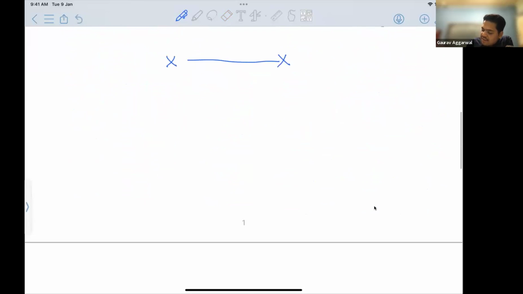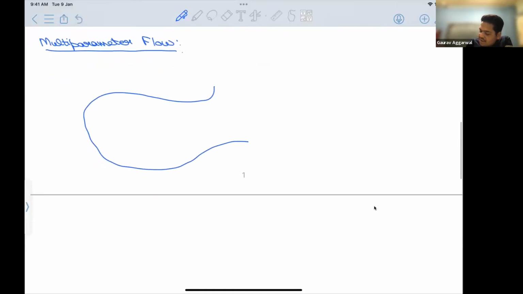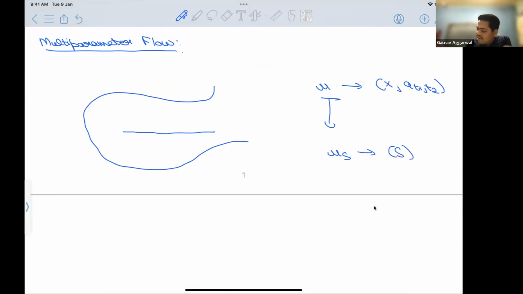Now in the multi-parameter flow, we developed the same theory. Suppose you have a measure mu on the space X with this multi-parameter flow, say A_{t1,t2}. Then one can construct a measure mu_S on the cross section, but it doesn't have any dynamics so far.